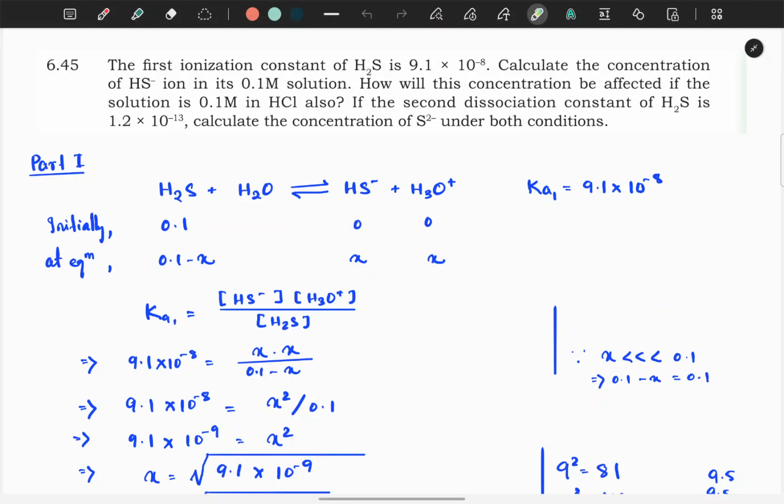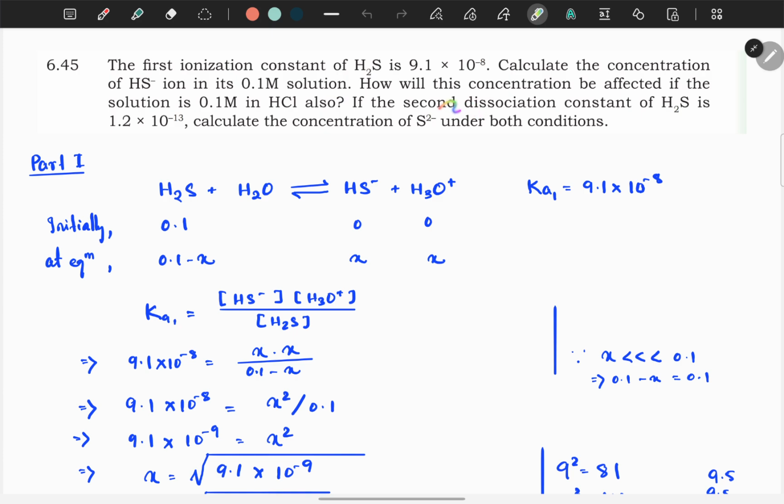As per the question, the first ionization constant of H2S is given, that is K1. We have to calculate the concentration of HS minus in its 0.1 M solution. This is the first part. The second part is how will this concentration be affected if the solution is 0.1 M in HCl. So this is the second part.